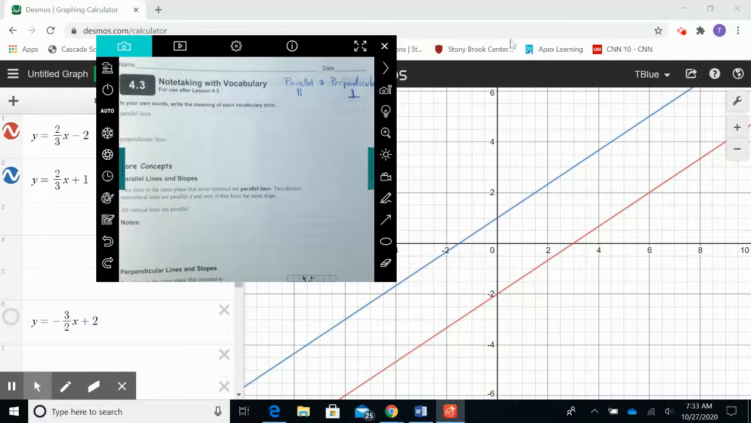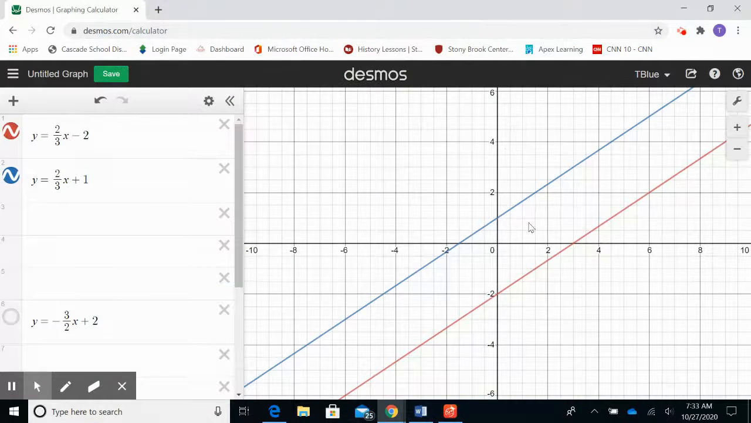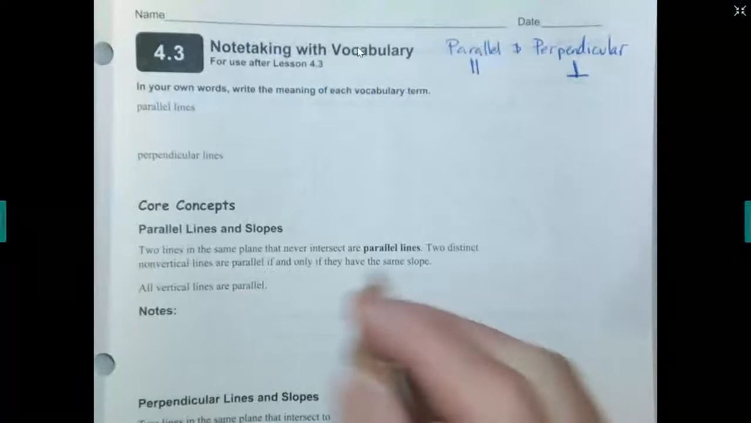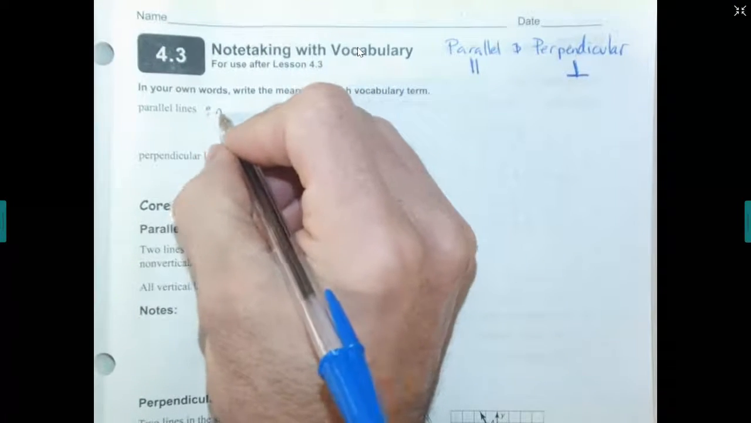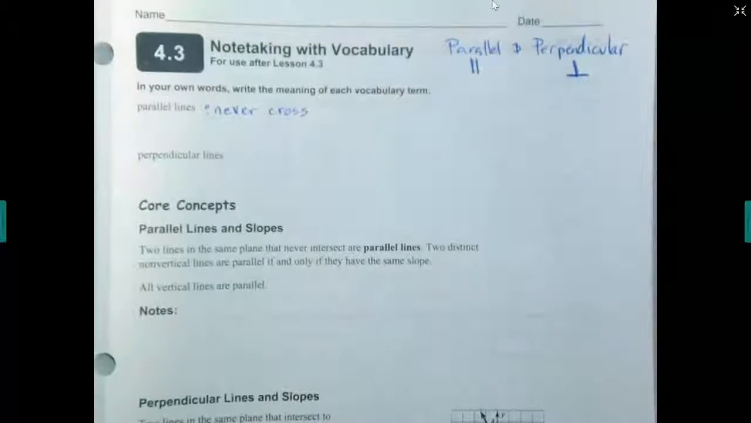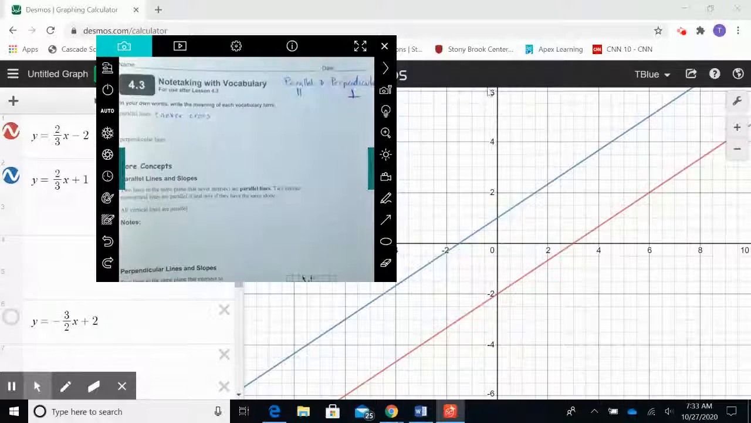So what are parallel lines? If you look right here, we have two parallel lines. This blue line and this red line. And what do we know about parallel lines? Well, we know that parallel lines never cross. These two lines will go on indefinitely, and they never cross. So, to define it, parallel lines never cross. Now let's look at the linear equation for parallel lines and see if there's anything we can find out there.